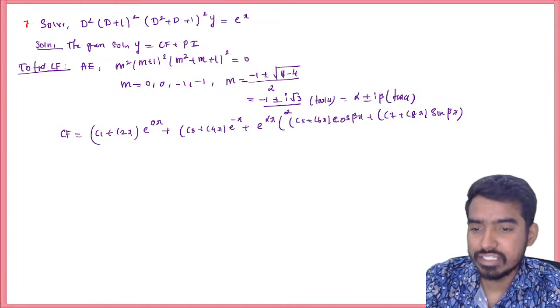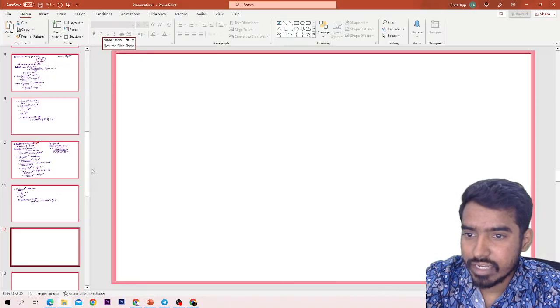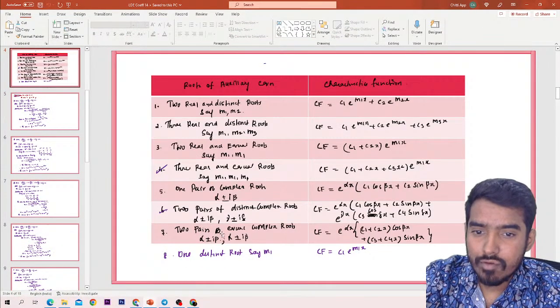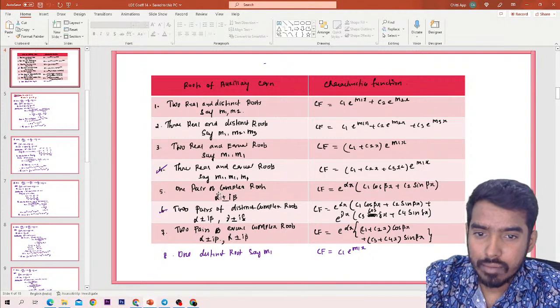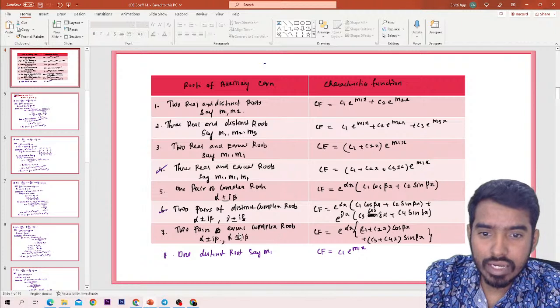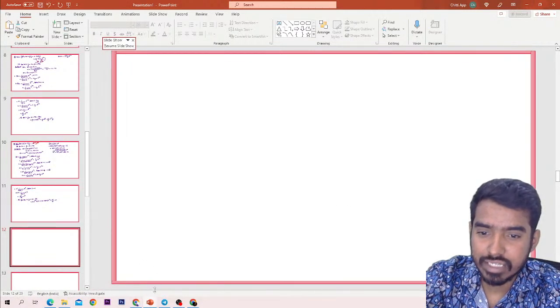This is the complementary function, right? We have already written all this down, so you can see the previous class. If you have two pairs of equal complex roots, then e power alpha x, (c1 plus c2x) cos beta x, (c3 plus c4x) sin beta x, right? Alpha plus or minus i beta, alpha plus or minus i beta. So we have two pairs of same roots, equal roots. This is your complementary function.